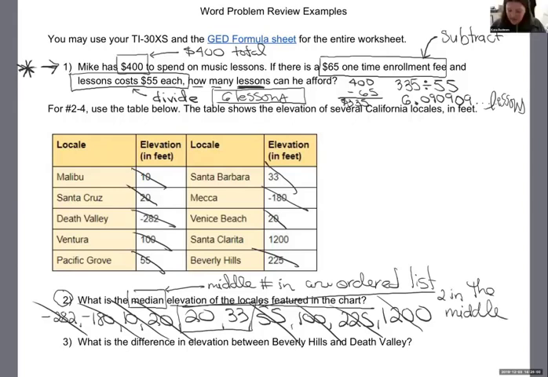Absolutely. It's like a mini mean, as I call it. I'm going to add together 20 and 33, and then after I add, I will divide by 2 to get the exact center of that list. So let me write down what I'm doing. 20 plus 33 is 53, divided by 2, which is 26.5. So the median elevation here is 26.5 feet.